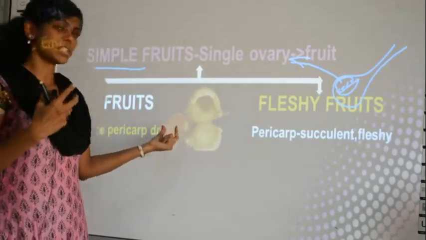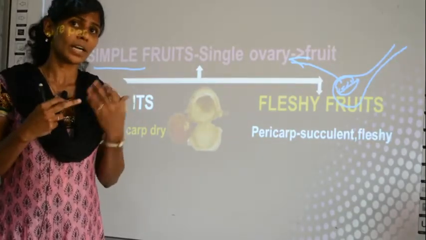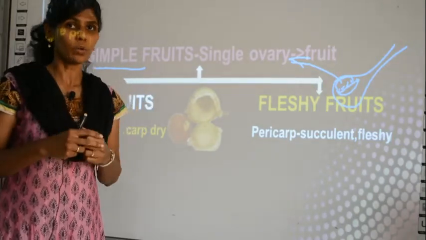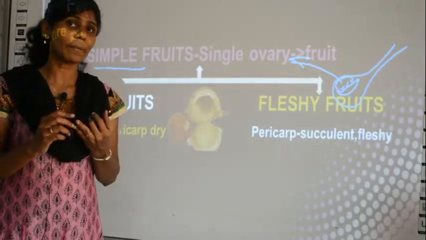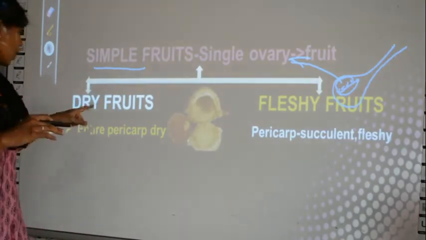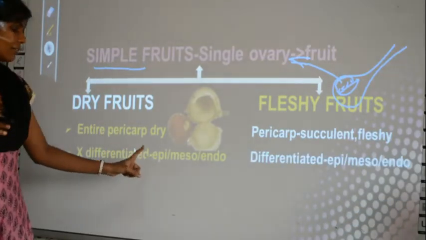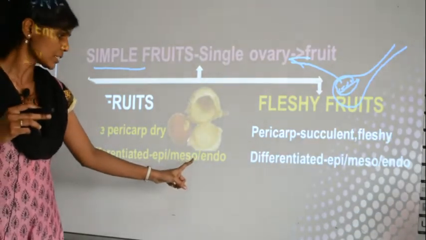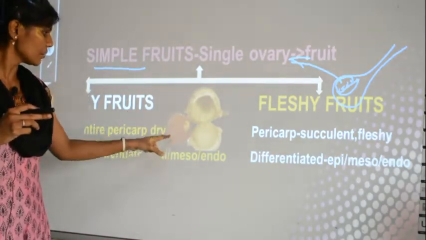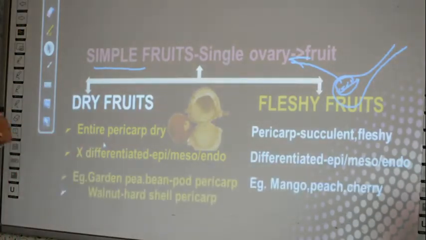The three portions, that is the epicarp, endocarp and mesocarp. What are these three parts? These three parts are the parts of pericarp. We have studied in the previous slide. These three parts are not differentiated. Epicarp, endocarp and mesocarp are not differentiated in the case of dry fruit. See, this is the dry fruit, they are not differentiated.